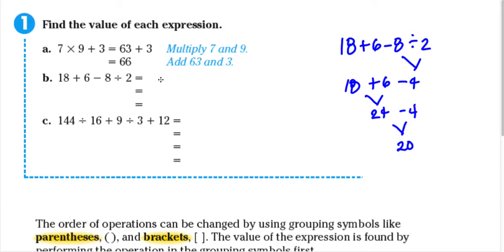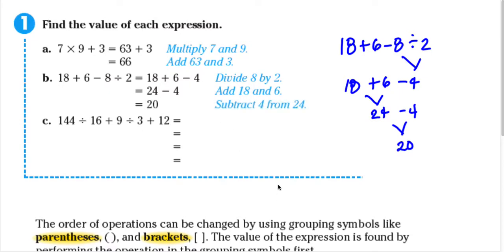So in the same manner, we do division here first. That's why we end up with 4 here. Divide 8 by 2. And then we add 18 plus 6, which will give us 24. And then bring down the minus 4. And we simply have 20 when we subtract 4 from 24.